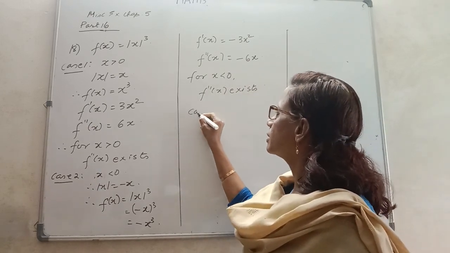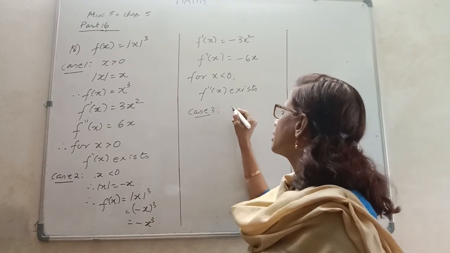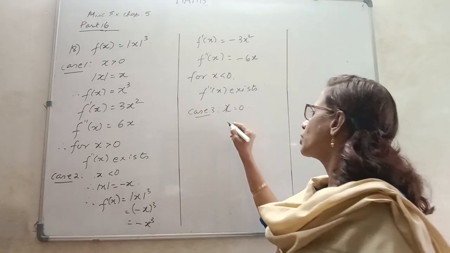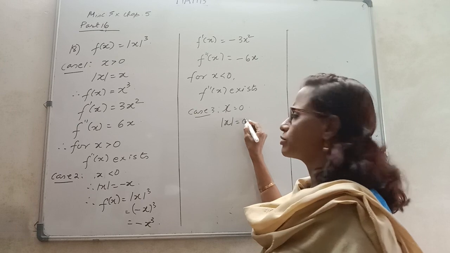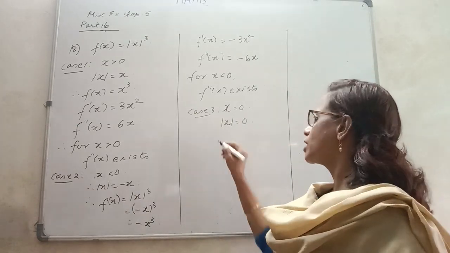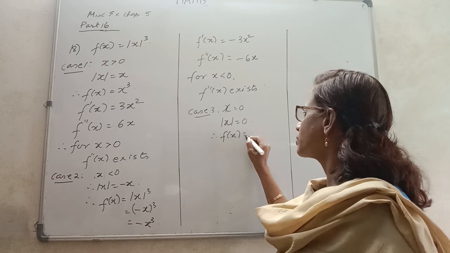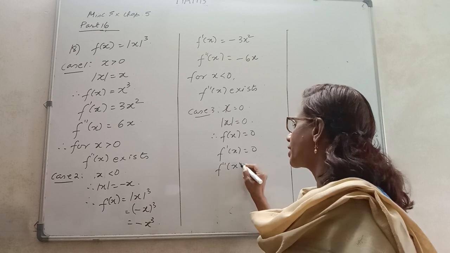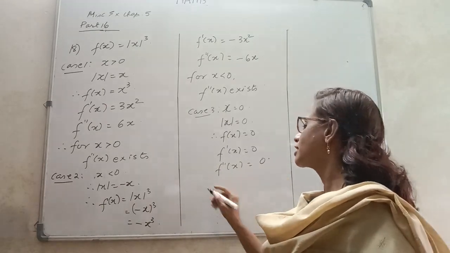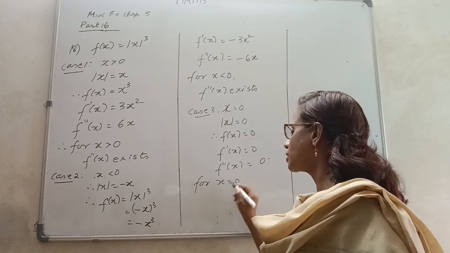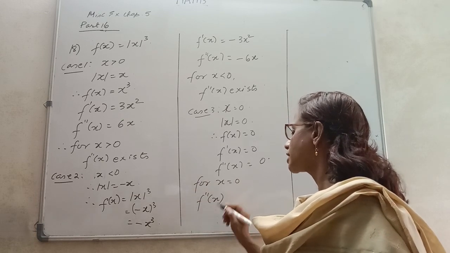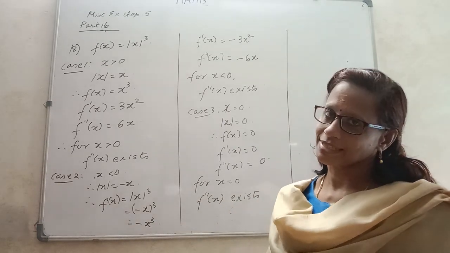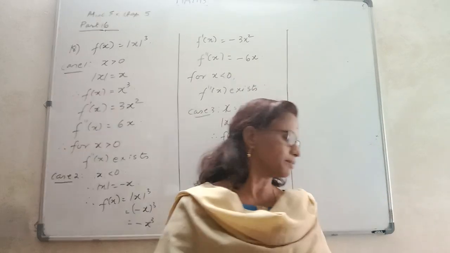Of course it's very clear, but we can take a case 3 where x is 0. If x is 0, we all know that modulus of x is also 0. So in that case, our f of x becomes 0. So f dash x is 0, and f double dash x is also 0. Anyhow, it's existing. The idea is whether it is existing. So for x equal to 0, the second derivative exists. So in all three cases, the derivative is existing. That's what they have asked us, just to find whether the derivative is existing.